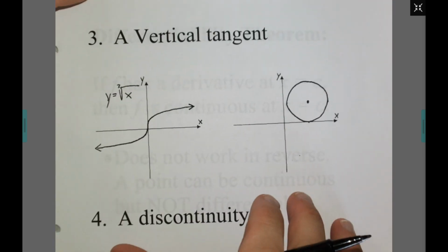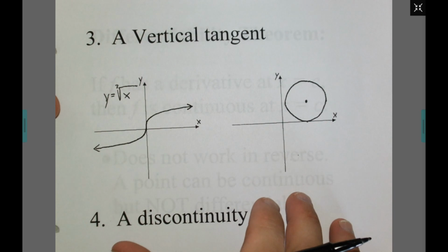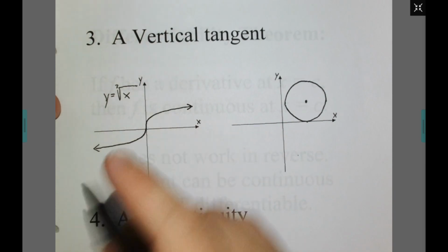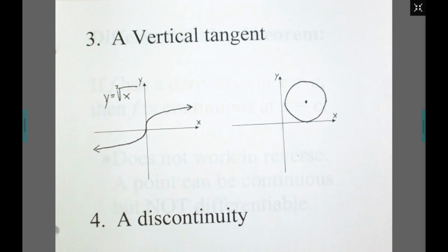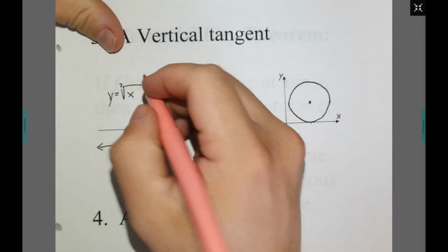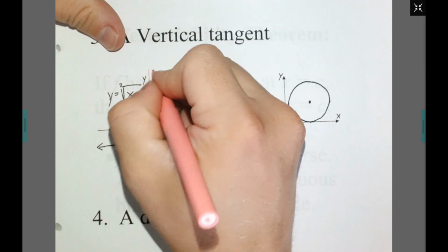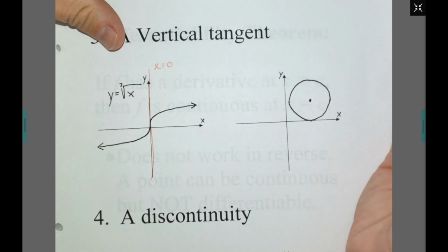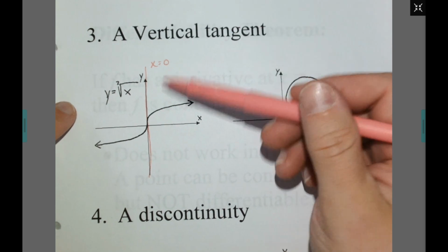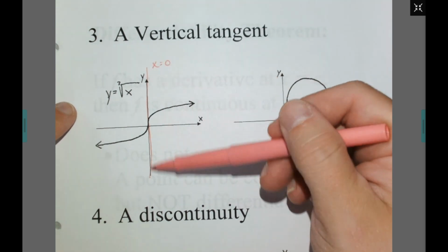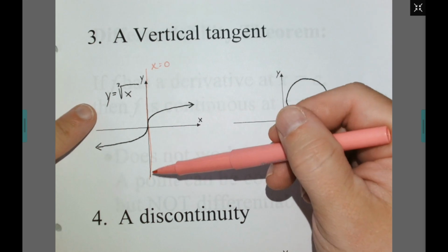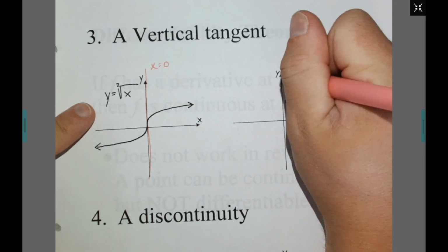For number 3, we have vertical tangent lines. So if I were to take the derivative and we were to end up with a vertical tangent line, that is also not differentiable. So looking at the cube root of x, if I were to draw the tangent line right at x equals 0, my tangent line would be vertical. Vertical has a slope of undefined, hence the derivative would be undefined.